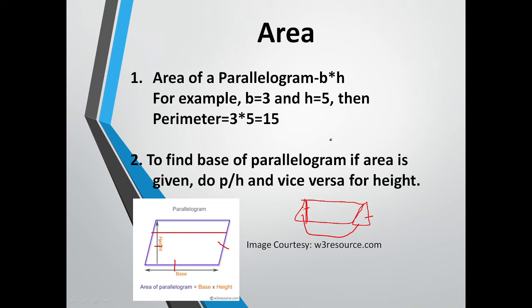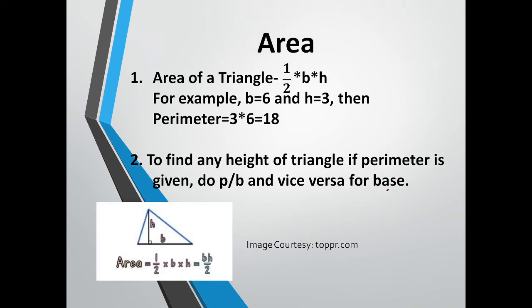Okay. So the area of a triangle is half into base into height. For example, base equals 6 and height equals 3. Then area, this should be area, not perimeter. Area is equal to 3 into 6, which is equal to 18.